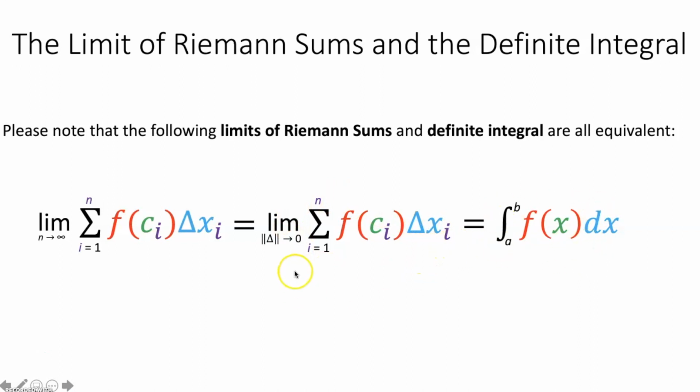This right here is just another way of saying each of these. We are adding together the areas of an infinite amount of rectangles on the given interval from A to B to get the exact area under the curve on that interval.